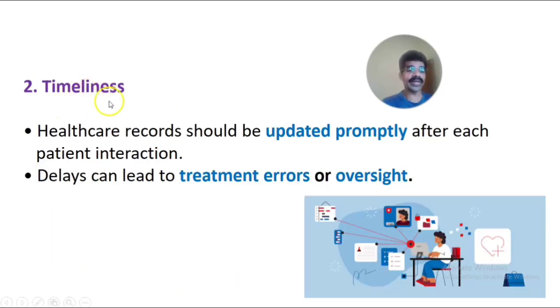The second component is timeliness, maintaining the time. Healthcare records should be updated promptly after each patient interaction. So whenever the patient gets rounds, or whenever the nurse gives the treatment, or any other hospital related procedure, invasive or non-invasive, has been done, immediately it has to be recorded clearly, without losing time. That prevents forgetfulness about the patient care. So healthcare records should be updated or recorded promptly after each patient interaction or communication or patient care.